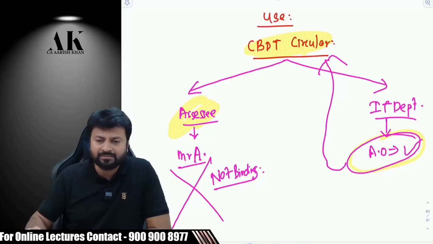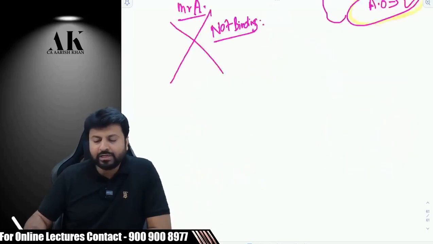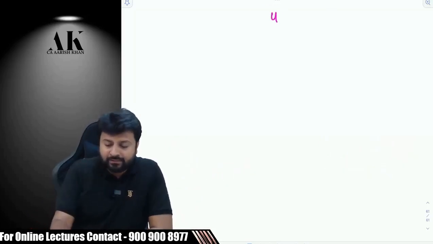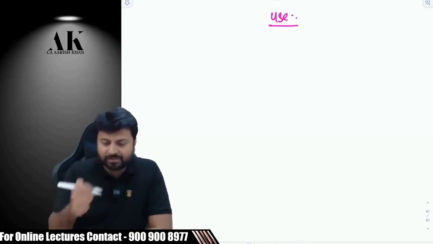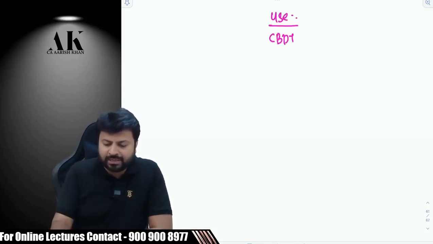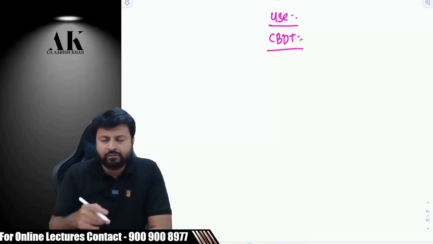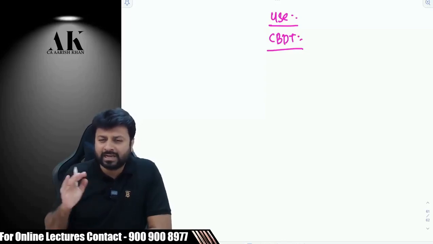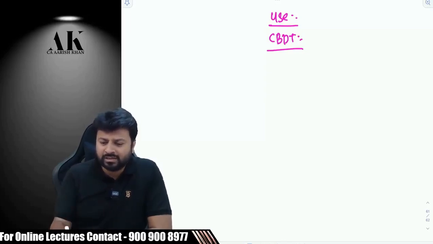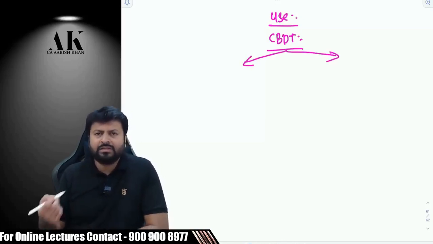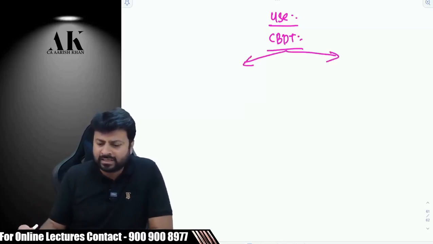Is it clear? So coming to the discussion which we were doing: use. What do you mean by the term use? CBDT has issued a circular explaining the term use. So what do you feel, will it be harsh or beneficial? It has to be beneficial. If any harsh circular comes across, we will give special attention to that and see if somebody has challenged it or not. But if there is a beneficial circular, nobody is going to challenge it. Obviously, if it is benefiting us, why would I unnecessarily challenge it?